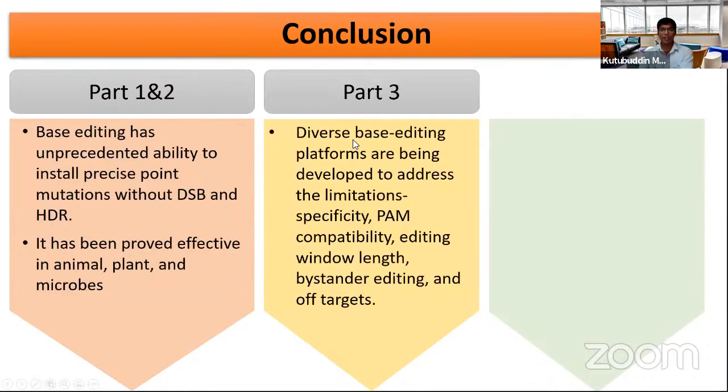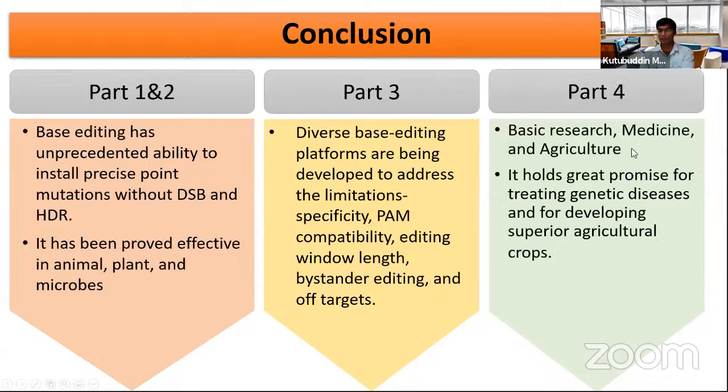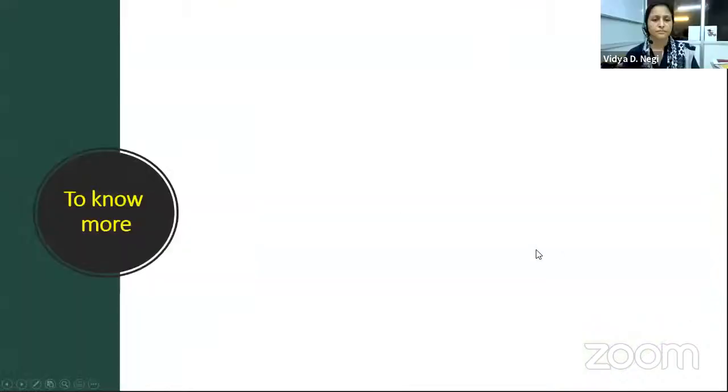In part 3, diverse base editing platforms, as I told you, are being developed to address the limitations: specificity, PAM compatibility, editing window length, bystander editing, and off-target effects also. And part 4, the applications, are basic research, medicine, and agriculture. It is applicable in all three arenas, and it holds great promise for treating genetic diseases and also for developing superior agricultural crops.